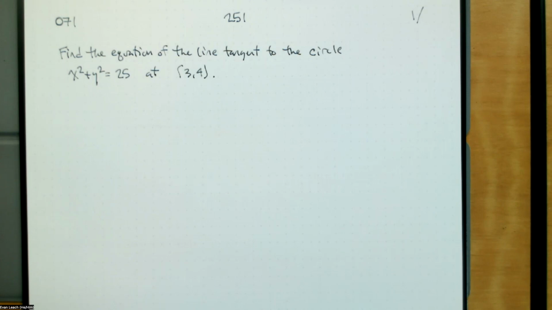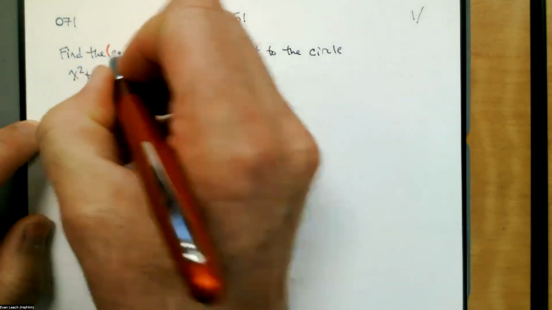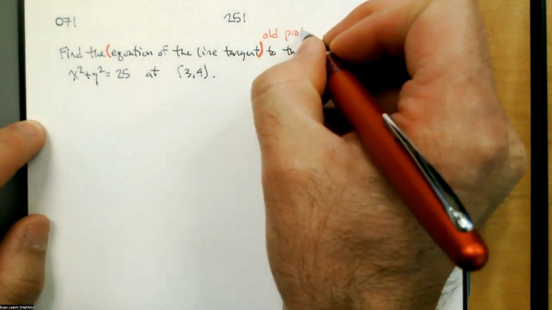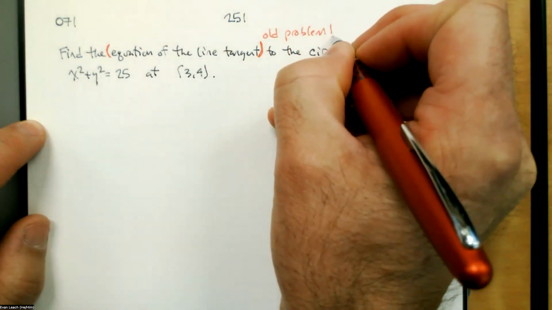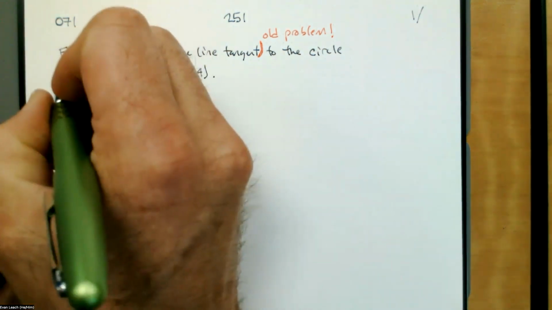I want to find the equation of a line tangent to some curve. What's different is that the curve is described with an equation, not a function. That's the new twist today. So here's the old problem: the equation of a line tangent. That's an old problem. But this x squared plus y squared equals 25, that's our new twist.